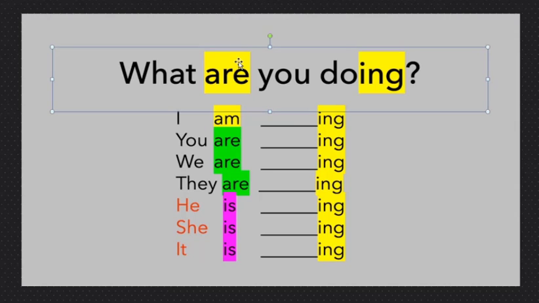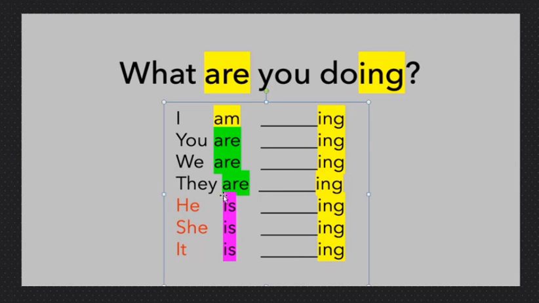And then we have this question, what are you doing? So when we ask this question, we are talking about right now. And here we need the to be verb, am, are, or is, plus ing on the verb. And we can hear it in the question, what are you doing? I am talking. You are listening. We are learning. They are sleeping. He is writing. She is eating. It is going to school.